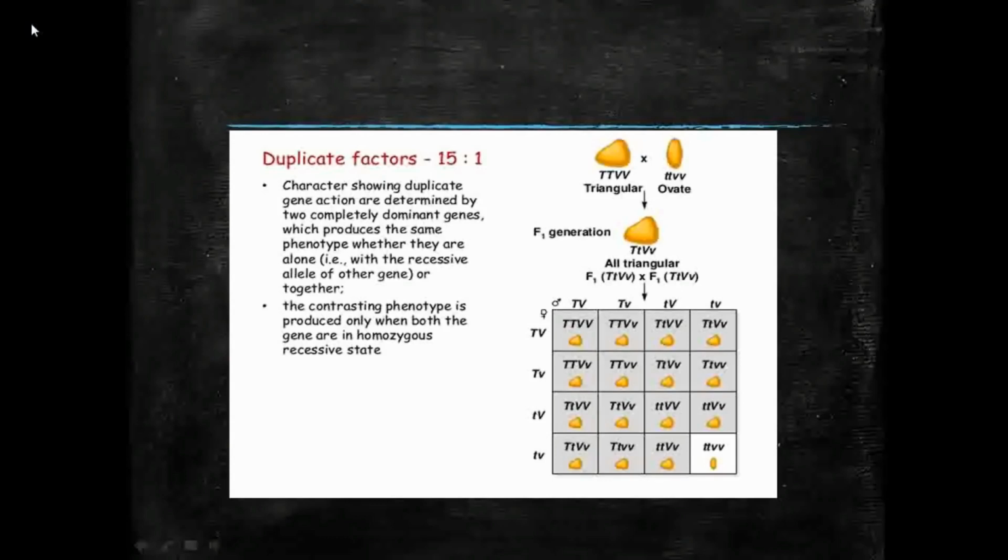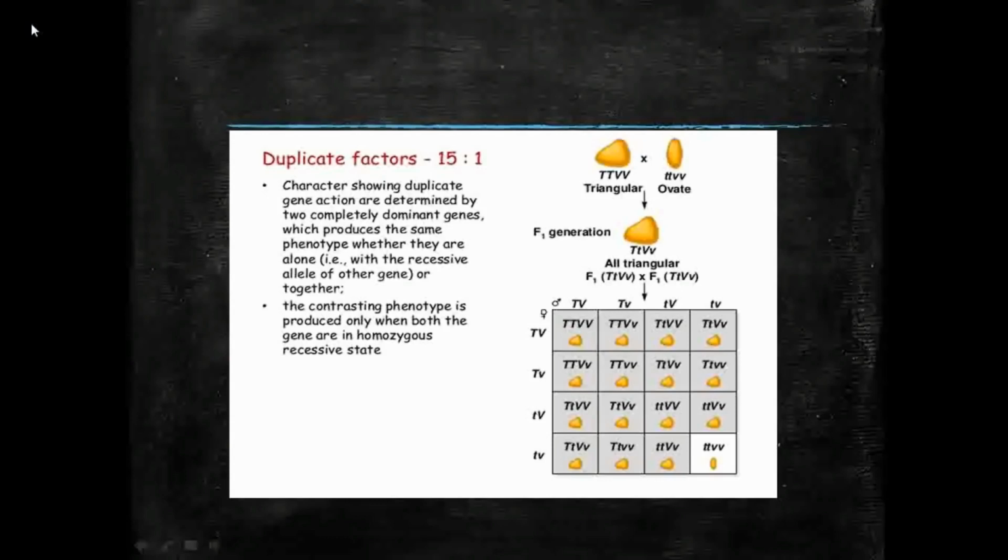And in this F1 generation, all fruits are triangular shaped. Now in the next generation, that means in the F2 generation, if we self them, so here selfing means crossing it with itself, that is capital T, small t, capital V, small v, crossed with the same capital T, small t, capital V, small v.